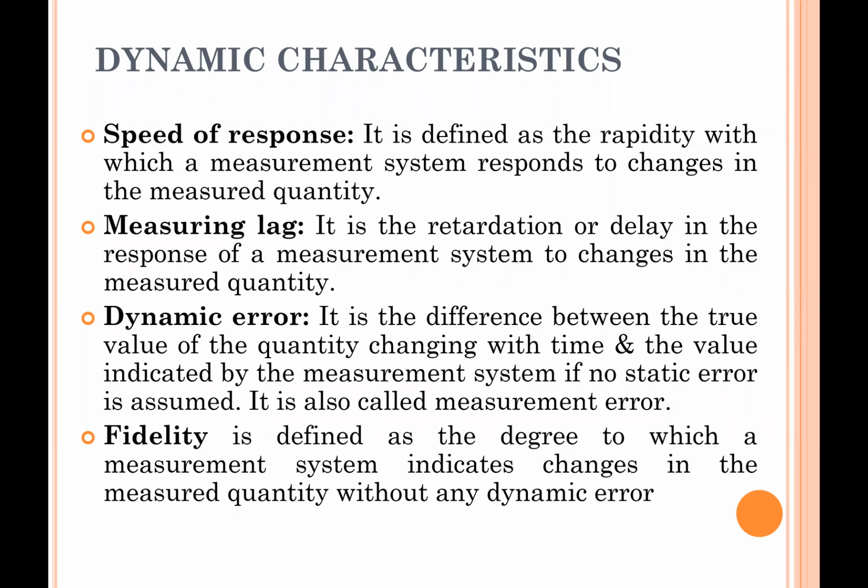और अगर measuring lag 0 होगा तो speed of response automatically fast हो जाएगा. If there is some measuring lag, the speed of response is going to become slow. Then there is something called dynamic error. It is the difference between the true value of the quantity changing with time and the value indicated by the measuring system if no static error is assumed. We can also call it as measurement error. So dynamic error again is the, you can call it as an error graph with respect to time.